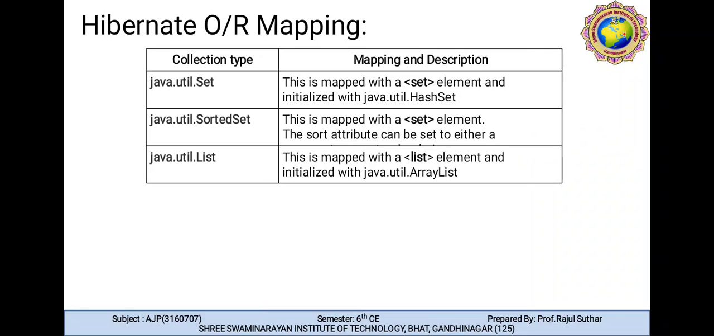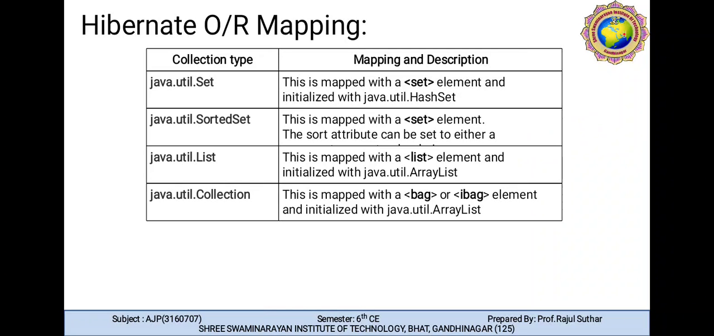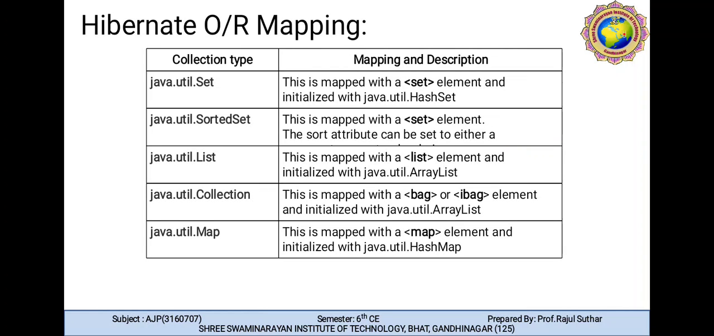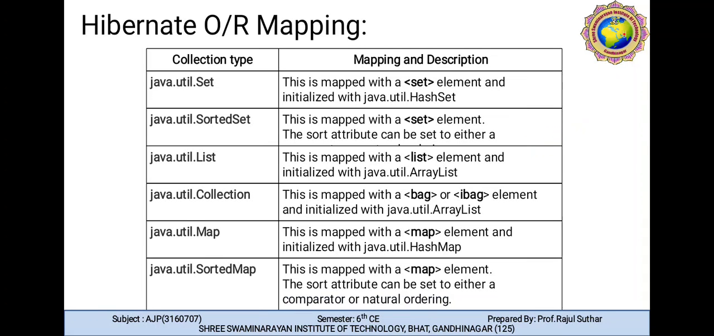java.util.List is used for a list, generated like an ArrayList. java.util.Collection is mapped with the bag or idbag element and initialized with java.util.ArrayList. java.util.Map is mapped with the map element and initialized with java.util.HashMap. java.util.SortedMap is mapped with the map element. The sort attribute can be set to either a comparator or natural ordering.